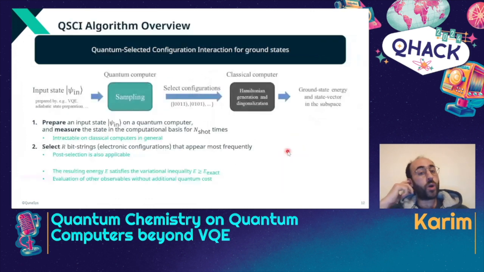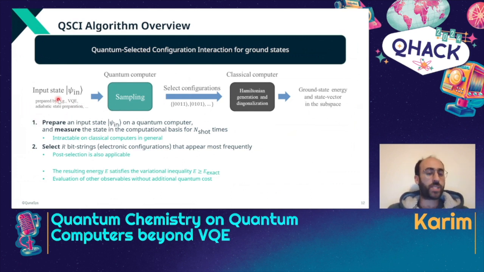So to overcome this challenge, we want to develop an algorithm where a low value of the energy still respects the variational principle, and at the same time reduce the quantum resources required to do this. And this is where QSCI comes into play. So here we have an overview of how this algorithm works.